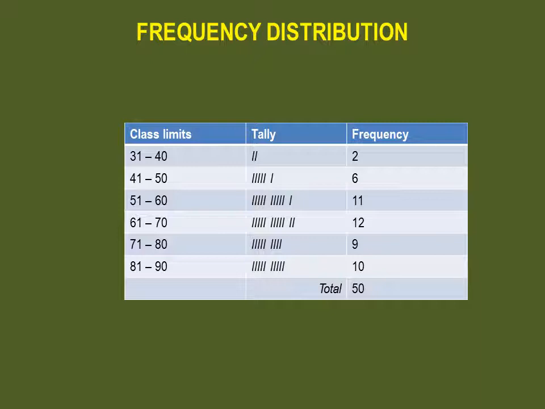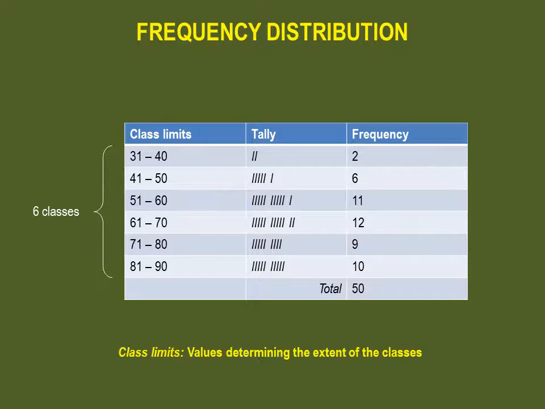Indeed, we can see that the majority of the students scored between 61 and 70%, and that all in all, 8 students did not score higher than 50%. Notice that our frequency distribution has 6 classes. These are 31 to 40%, 41 to 50%, etc., etc. These values are called class limits and help us determine the extent of the classes.